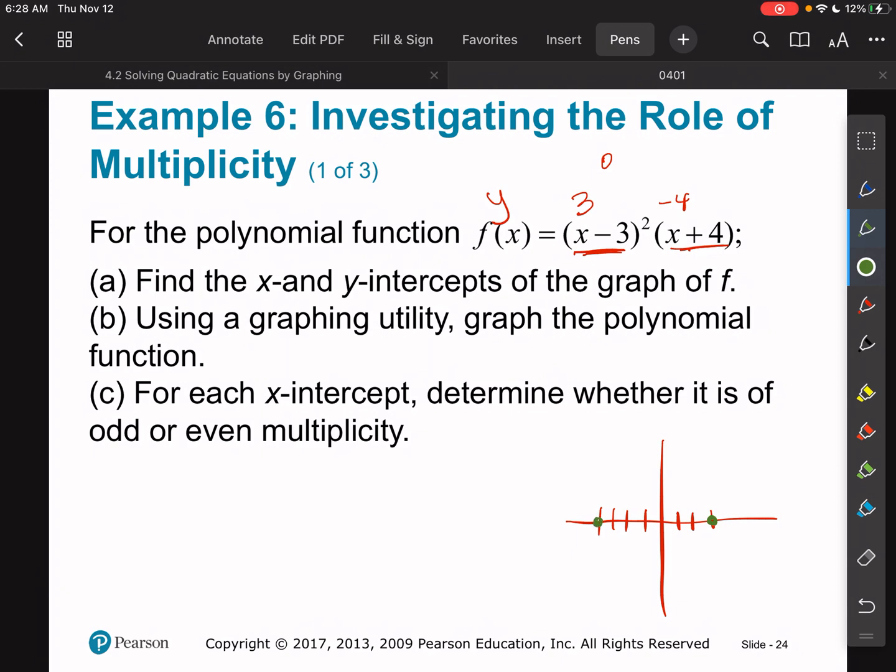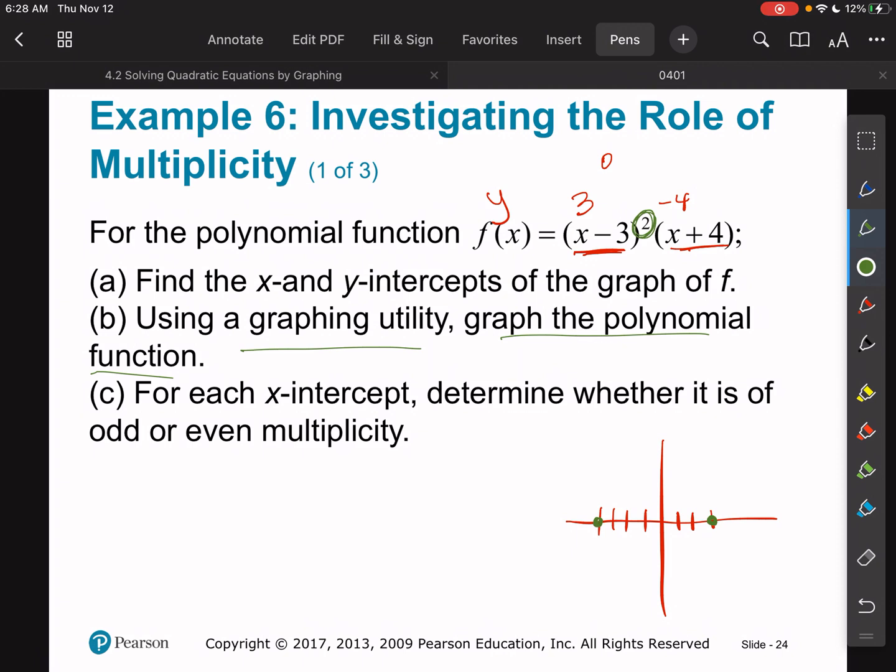Using what we just learned, we can see here, and you can also just graph this. It says use a graphing utility to graph the polynomial function. I'm not going to do that right now, but you can do that, or you can use Desmos. But here I know that my 3 has a multiplicity of 2, because in factored form, it's squared.